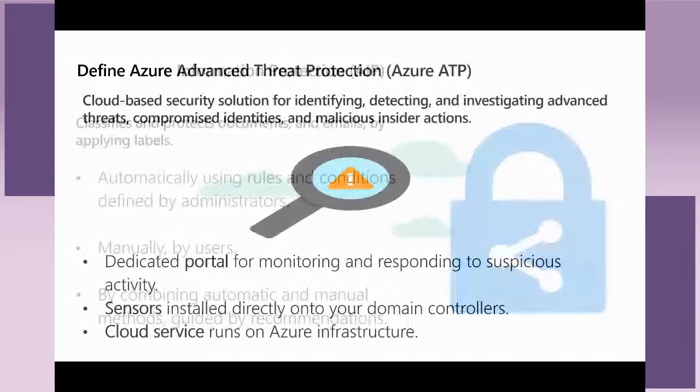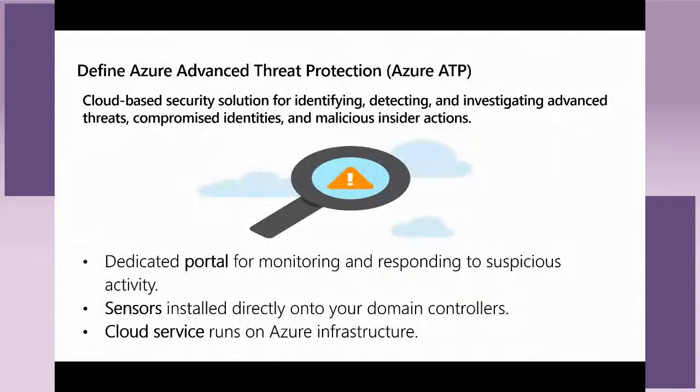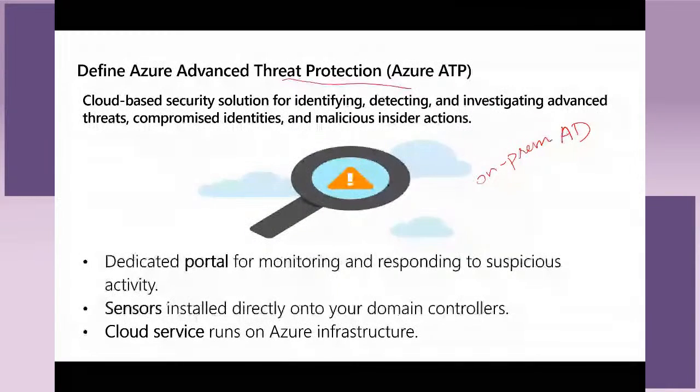And then comes advanced threat protection. This is something that does not belong to Azure. It is handled separately through another portal, so this is not handled from the Azure portal. This has a separate portal. This is mainly for on-premise Active Directory, on-premise AD. It helps your on-premise AD to identify, detect, and investigate all those advanced threats that are happening on the on-premise AD.